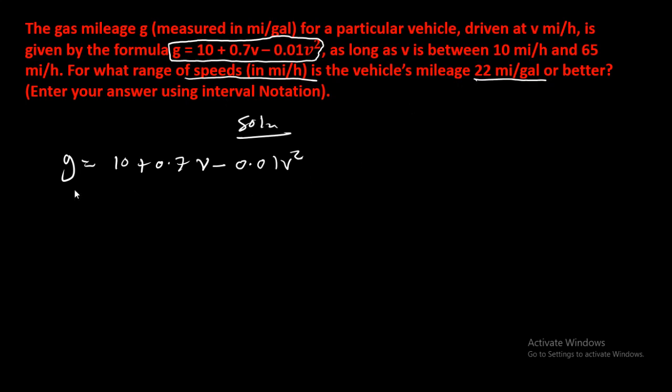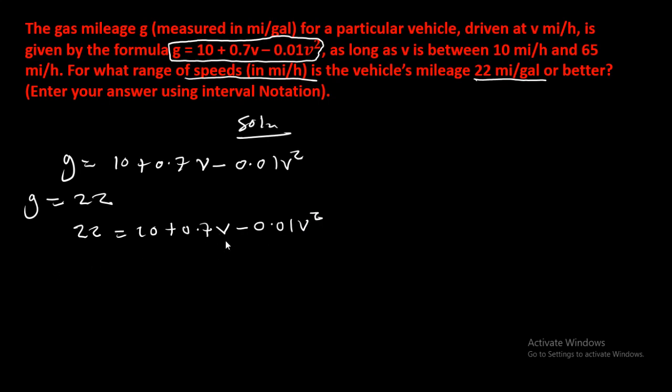So when g is equal to 22, the question is, what is the velocity? For us to look for the velocity, we can simply replace g with 22. So we say 22 is equal to 10 plus 0.7v minus 0.01v squared.